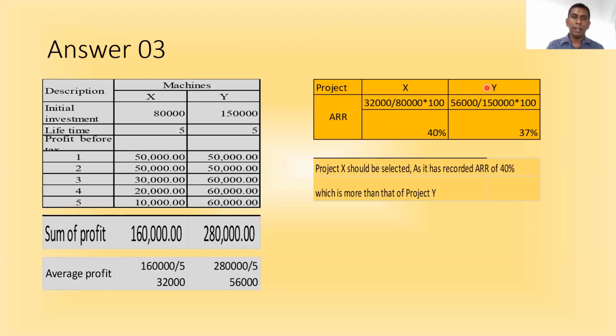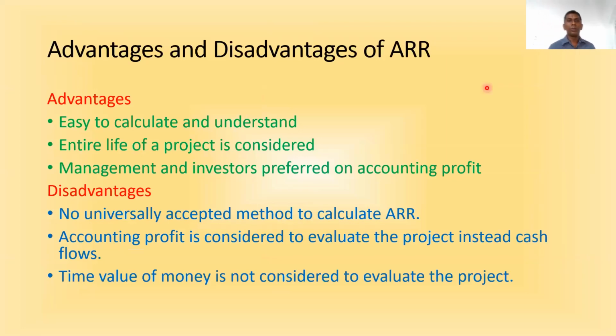But anyway, the target ARR is not given here, so you can select project X, right? If the target ARR is not given, you need to select the projects which generate higher ARR. That's all, right? Okay, my students, so go to the next one and look at the advantages.